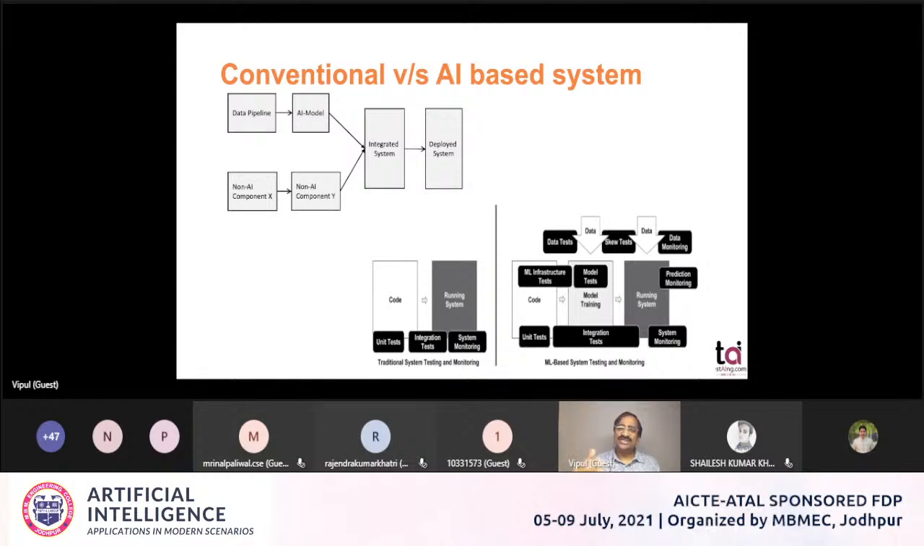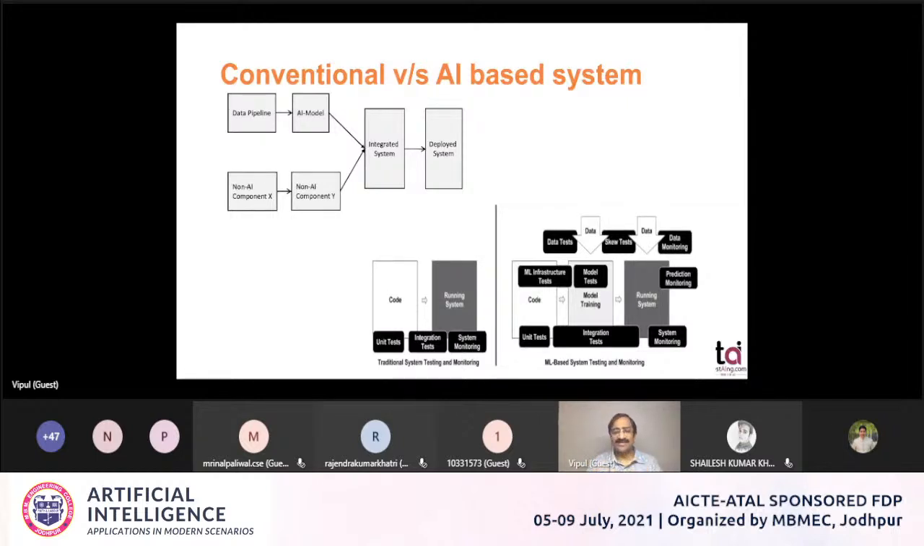And then you go to system testing, where system testing is when you have integrated everything, and then the entire system is tested in an environment which is as close to the production environment as possible, and then finally you go for deployment.